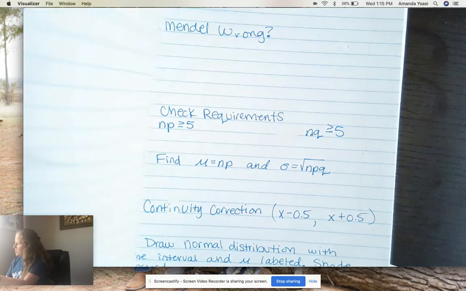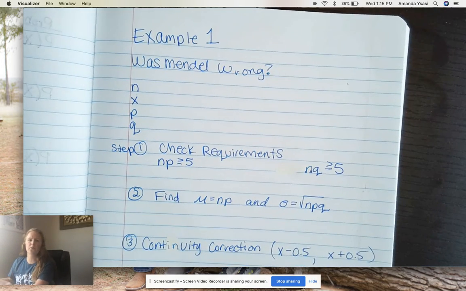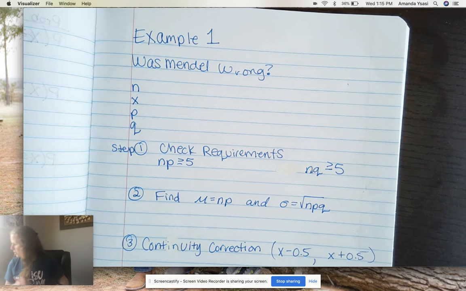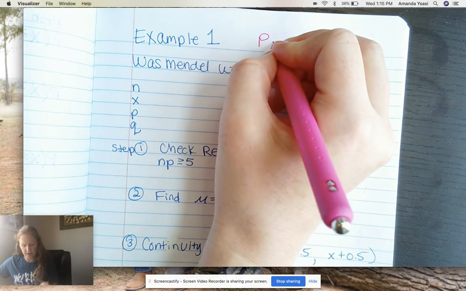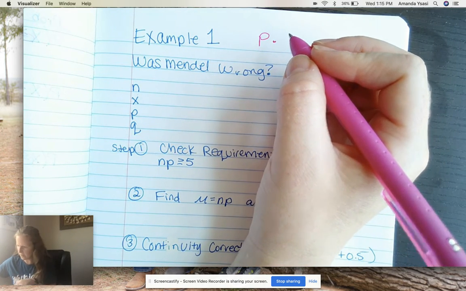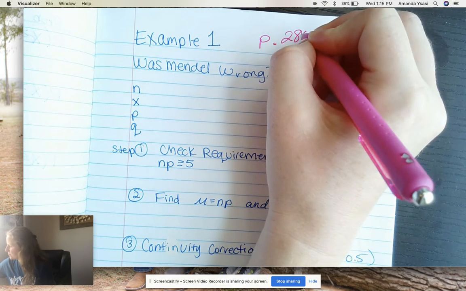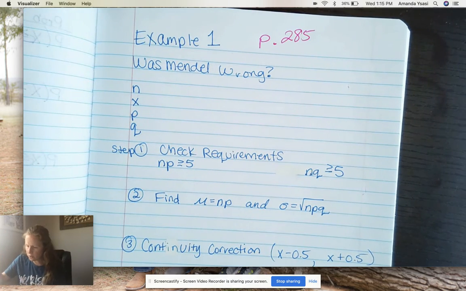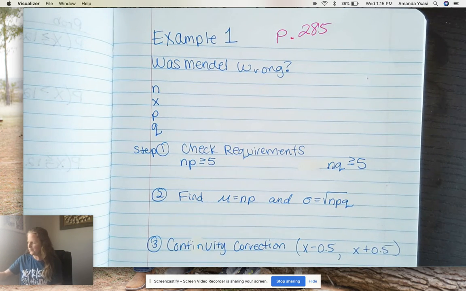Then or equal to, you're going to include the rightmost, the greater than. Okay. All right, so let's look at example 1. This is in your textbook. So if you want to look at your textbook, this is on page, let's see, 285. Okay, so looking at 285, I guess I can show y'all what it is.